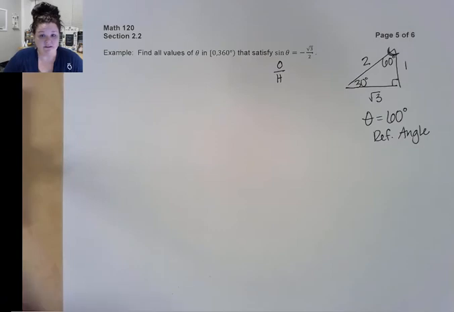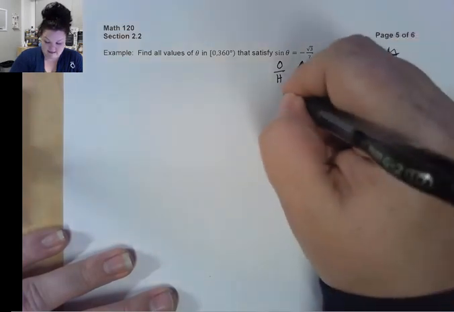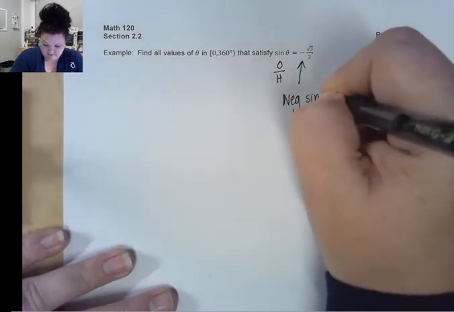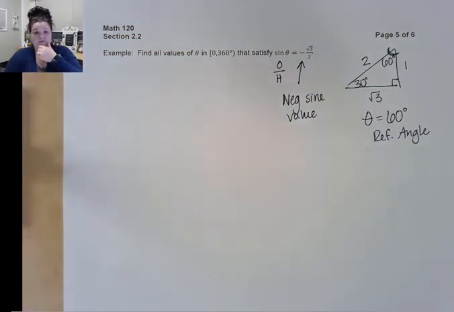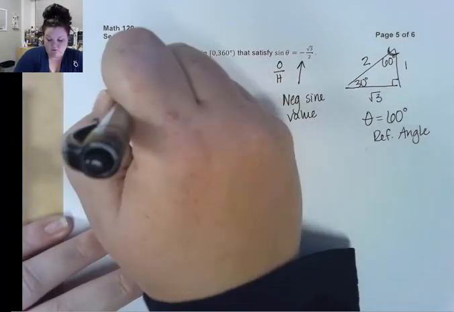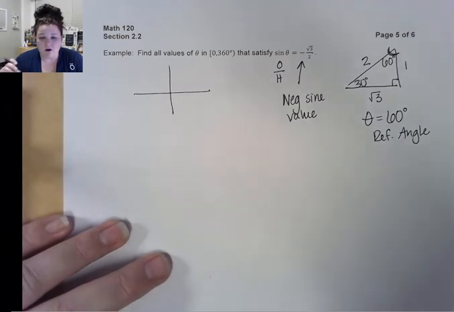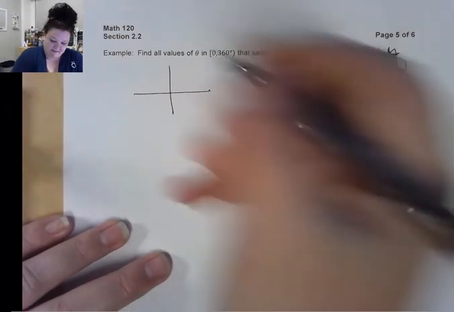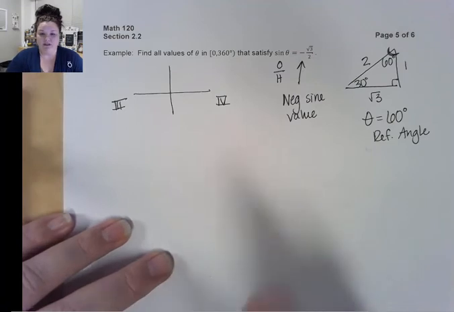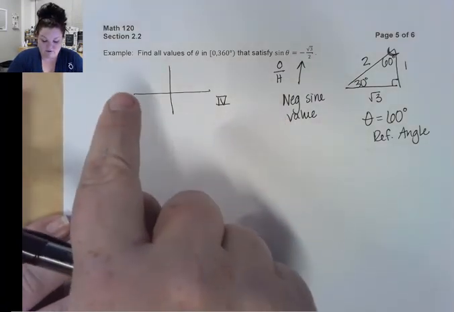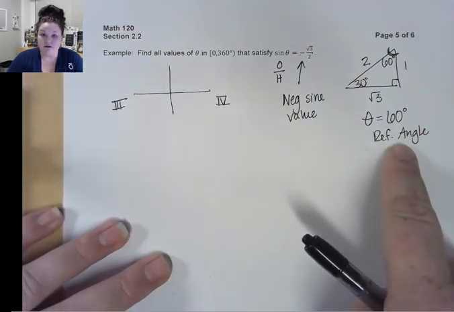Now, the other thing that comes into play is that I have a negative, right? This is a negative sine value, okay? So I got to think about, where do I get negative sine values? If I'm thinking quadrants, remember sine has to do with my y. So where are my y's negative? Well, it would be down here in quadrant 3 or quadrant 4. So I am looking for angles that fall in quadrant 3 or quadrant 4 that have a 60-degree reference triangle.